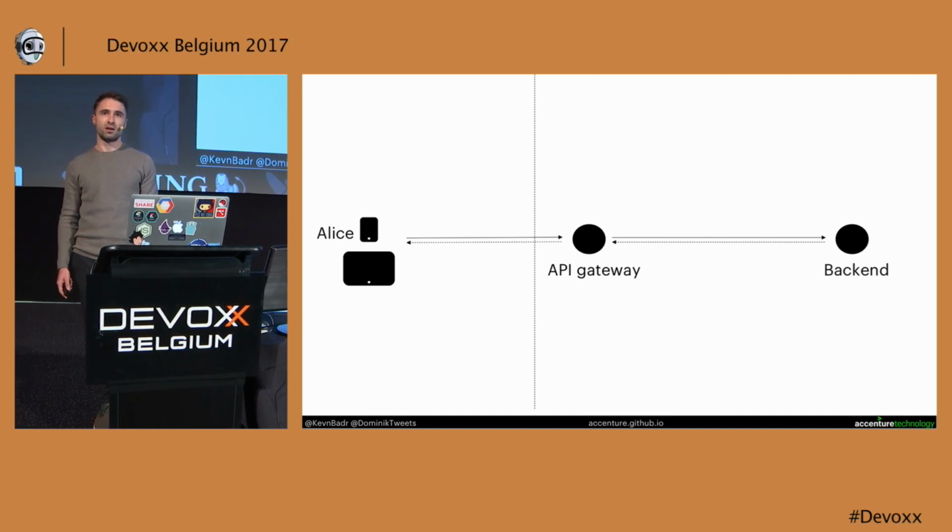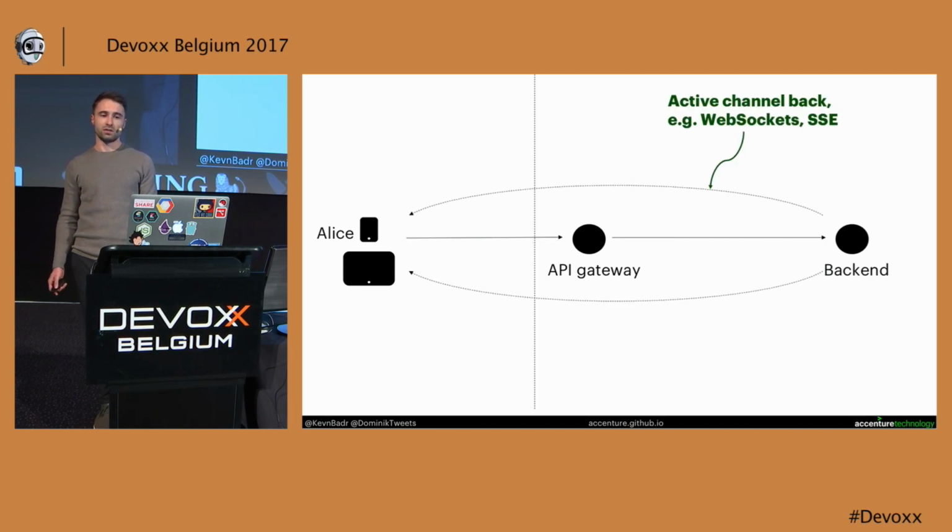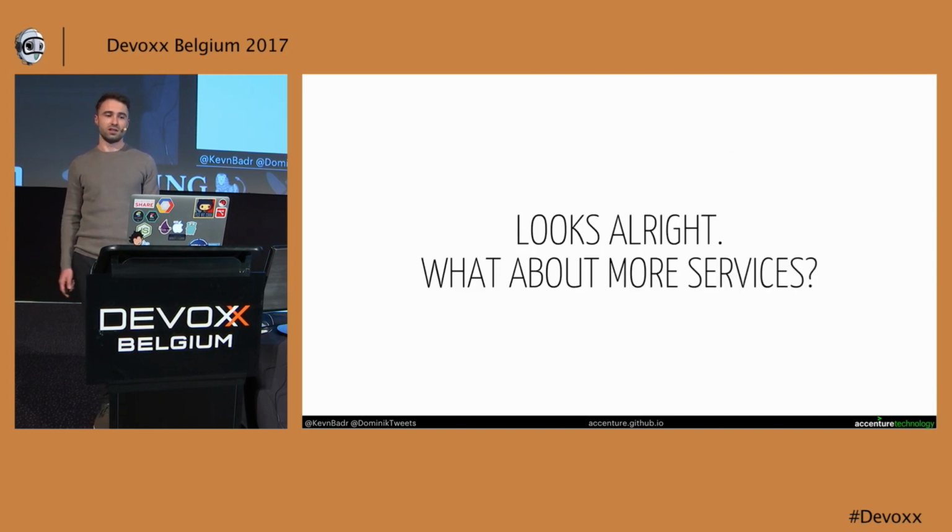If we want to have notifications or asynchronous events pushed from the backend to Alice, we can do this by using something like WebSockets or server-side events. We can just make a channel directly from the backend to Alice, basically, through the gateway. So this looks easy enough.